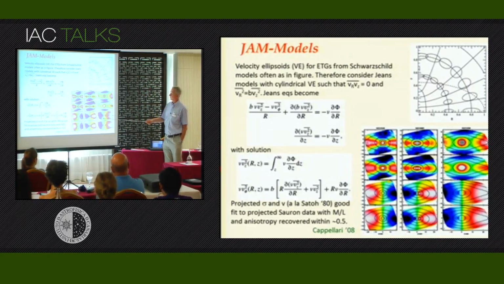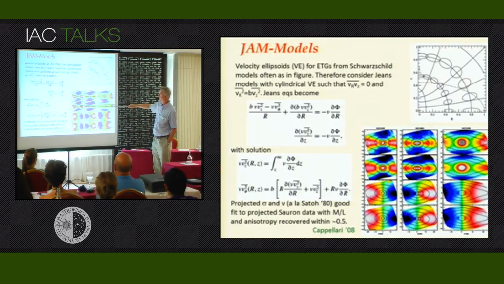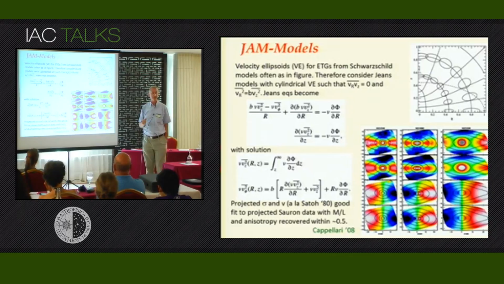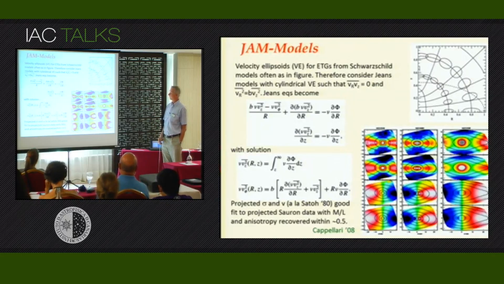You still have the problem that this doesn't specify the mean streaming velocity. You have to specify that from other considerations. But if you do, and there's a rather elaborate machinery behind this, then you can see that the velocity dispersion map, here, and the velocity map predicted by these models are actually quite similar to the observed velocity dispersion and mean velocity maps in those galaxy cores.